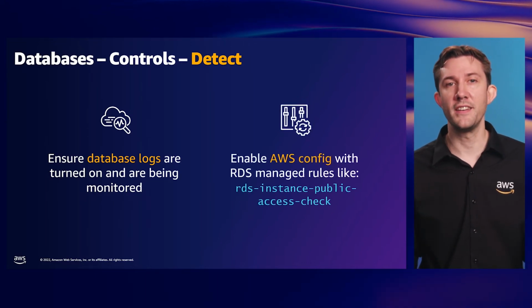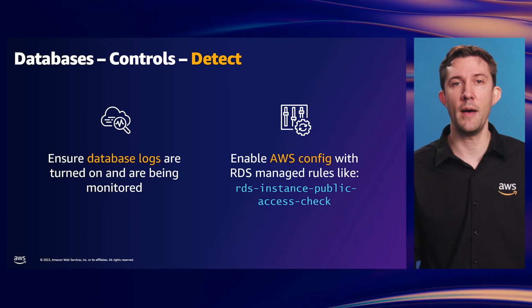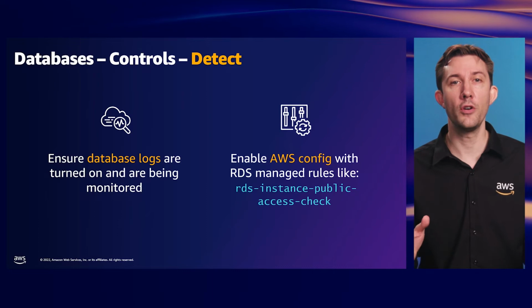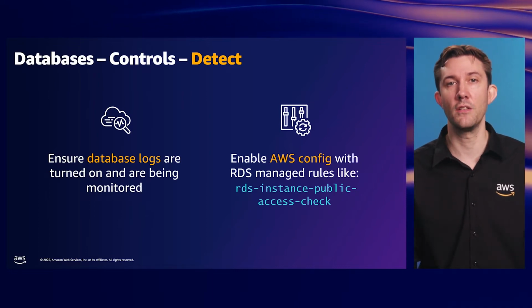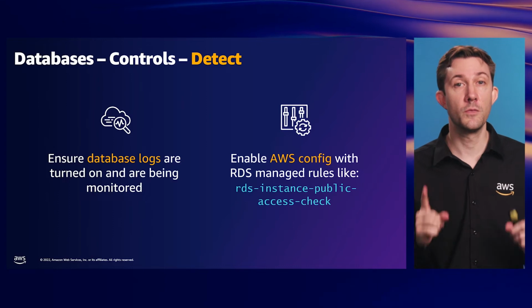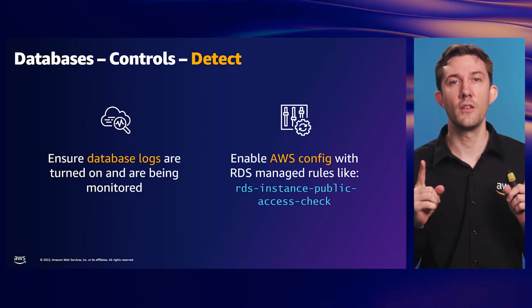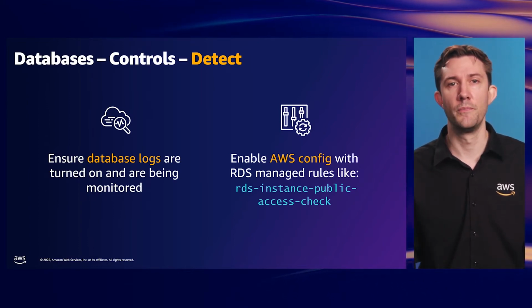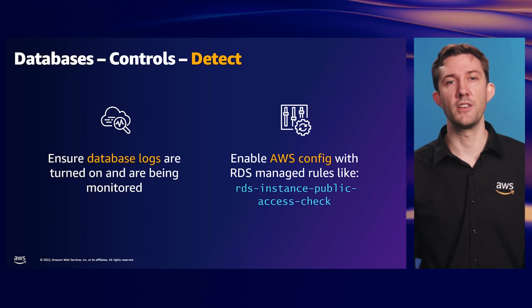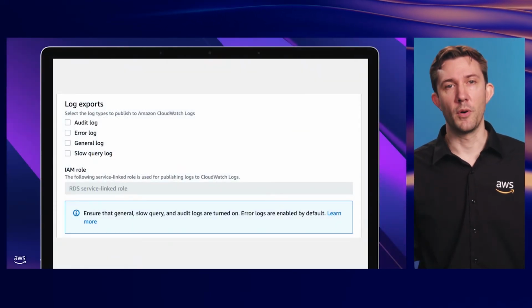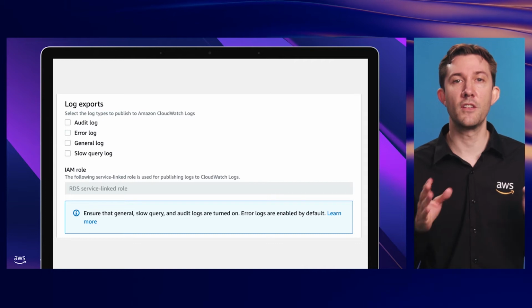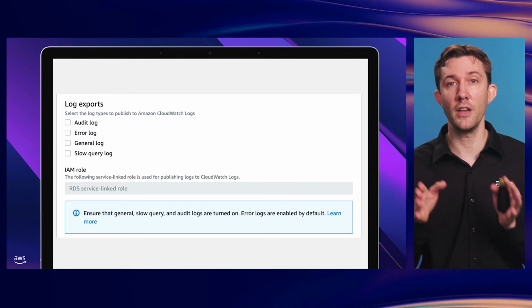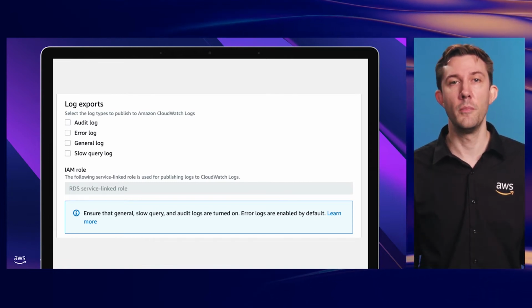Secondly, we can try and detect these mistaken changes as soon as they happen using AWS Config, a service designed to monitor, audit, and respond to configuration changes in your AWS account. Specifically, the RDS Instance Public Access Check managed rule. But there are many other managed rules too. Okay, time for another screenshot. These 4 checkboxes are a section of the RDS database configuration page, and they do exactly what they say. They send the various logging options over to CloudWatch Logs for monitoring and alerting.